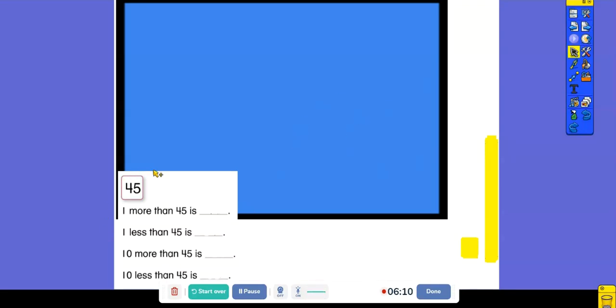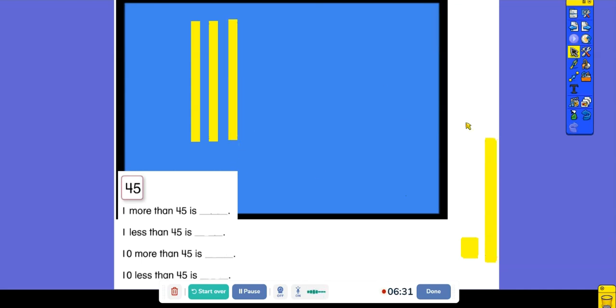So what we're going to do now is we're going to start with our original number. So here our starting number is 45. So the first thing I want to do is I want to build that using my tens and ones. So my tens, I count by 10. 10, 20, 30, 40. Now I'm going to switch to my ones.